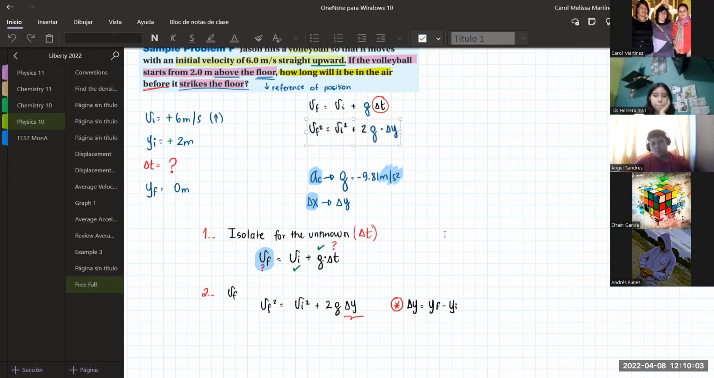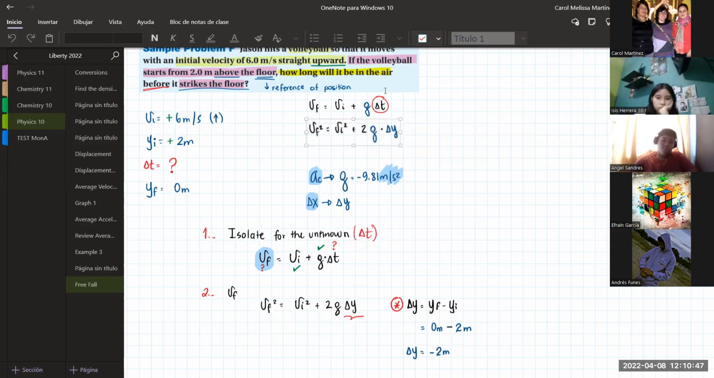That is a formula that I gave you since we were using average velocity. What is delta x? Final minus initial. What is delta y? Final minus initial. So what is my final position? According to the data that we have, the final position is the ground, and on the ground we have 0 meters. This minus is from the formula. And my initial position says that the volleyball starts from 2 meters above the floor. So my change in the vertical position is 0 minus 2, which gives me negative 2 meters.